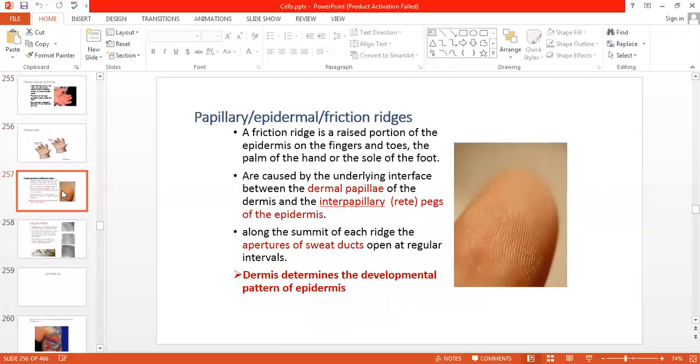Papillary, epidermal, or friction ridges. A ridge is a raised portion of the epidermis on the fingers and toes, the palm of the hand, or the sole of the foot, caused by the underlying interface between the dermal papillae of the dermis and the interpapillary ridge pegs of the epidermis. Along the summit of each ridge, the apertures of the sweat glands open at regular intervals. The dermis determines the development of the pattern of the epidermis.